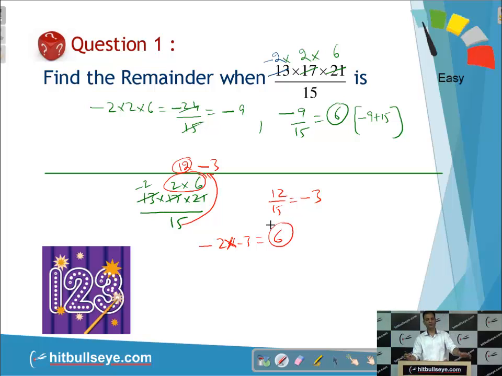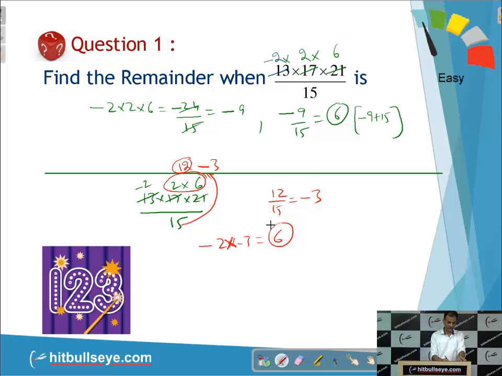Minus 2 into minus 3 will be plus 6, which is the answer. I have not multiplied the whole number, students, because when the number is big, it can take a lot of time. We can break the number into smaller parts. 6 into 2 is 12. 12 divided by 15 gives remainder minus 3. Minus 3 into minus 2 will be plus 6. The answer is the same. I think you have understood the concept of negative remainder.